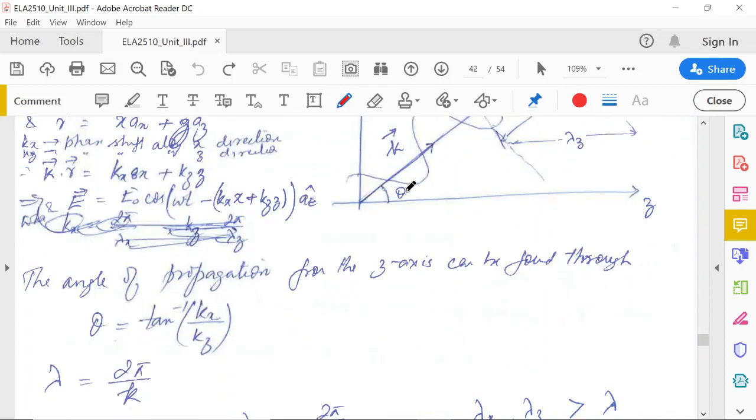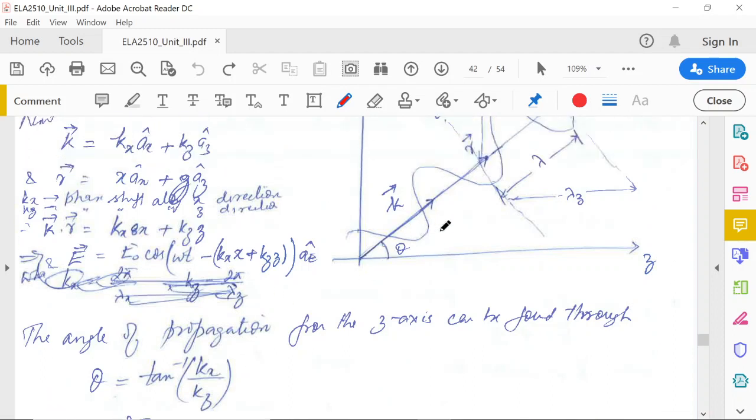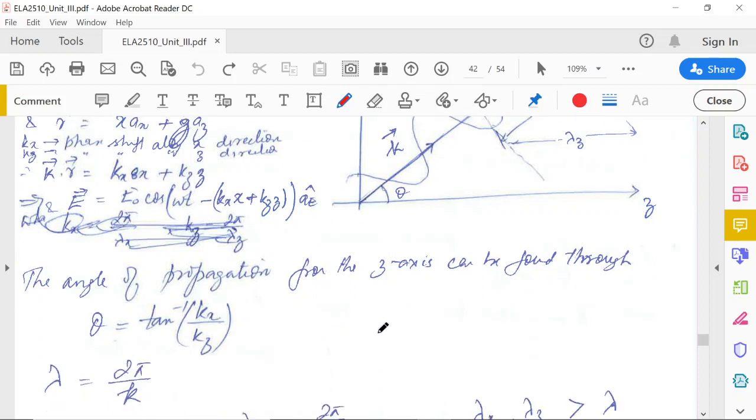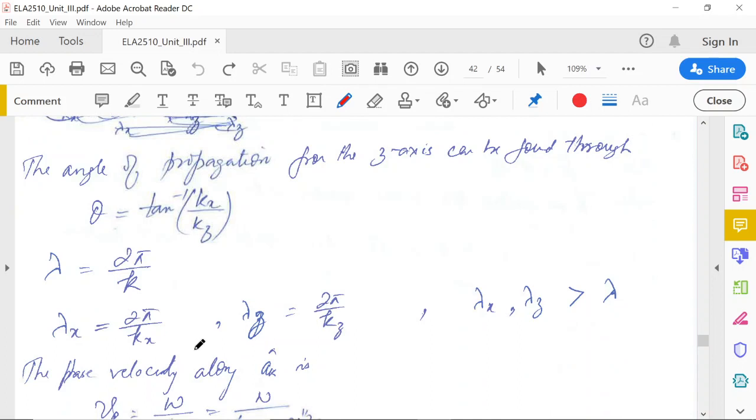Now here you can find the angle. If you have kx upon ky, it will give you this angle, in two dimensions. But rather we have to focus on three dimensions, so no need to remember all those things.